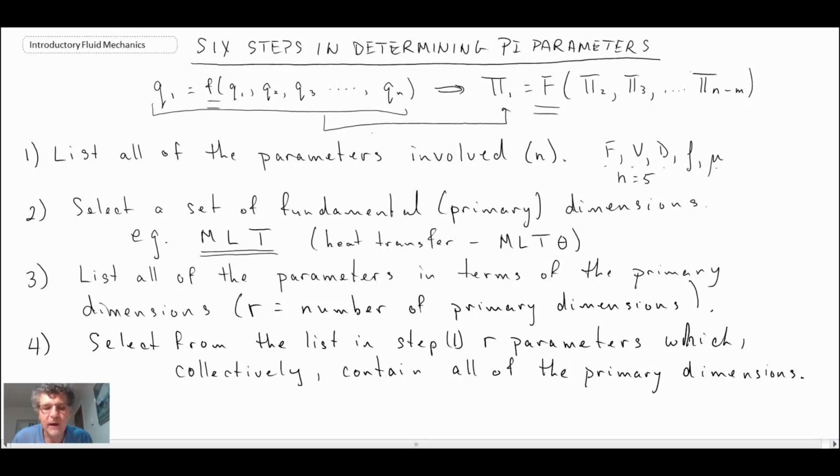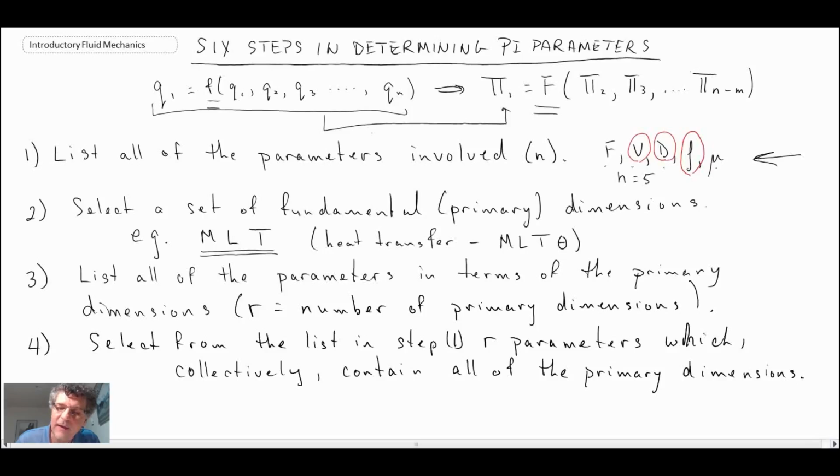Step 4 is to go back to list number 1. So go back to step 1. And what you want to do is select R parameters, which collectively contain all of the primary dimensions. And so that means if you have 3 primary dimensions, you want to take 3 of these, so maybe velocity, diameter, and density, and those will form kind of a nucleus group that we're then going to work with and add the other parameters to those 3. And I picked V, D, rho kind of by cheating, but that's quite often what we will use in fluid mechanics.